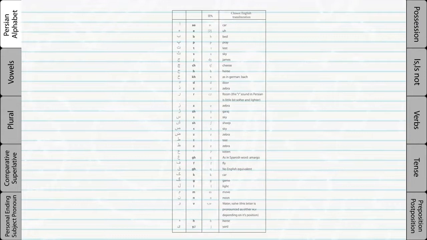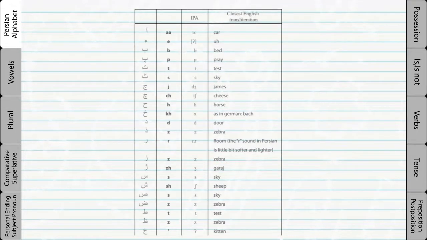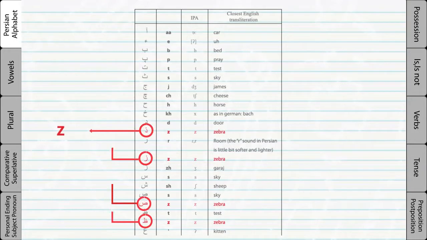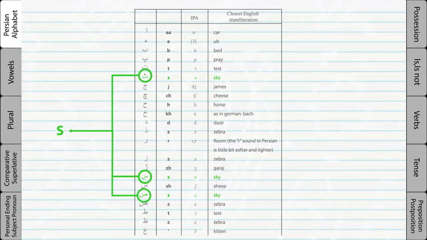Although Persian and Arabic share a very similar alphabet, not all the letters are pronounced the same. For example, these 4 letters all have a different sound in Arabic, while in Persian they are all pronounced the same. These 3 letters are also pronounced differently in Arabic, but they all sound the same in Persian.